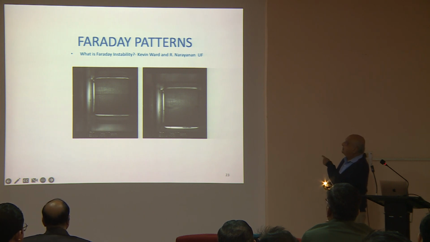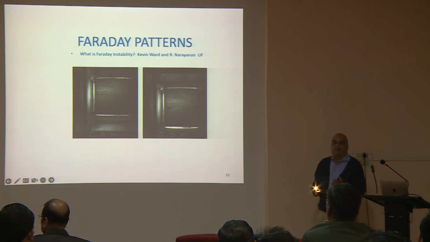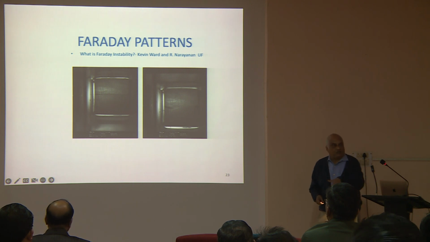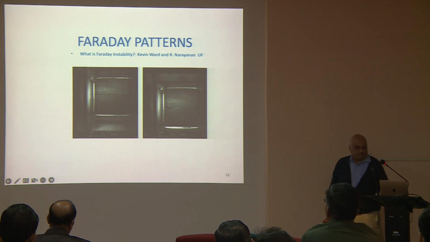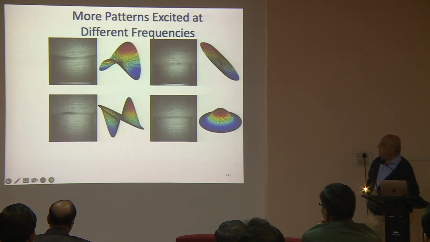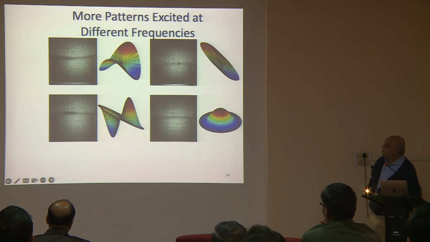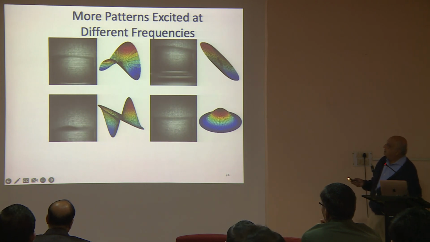So Faraday patterns occur because there's a competition between inertia, which is coming from shaking, and surface tension, which tries to make the interface flat. These are the two competitions. And you can get a variety of modes. Let's see this. Yeah, you can see this.